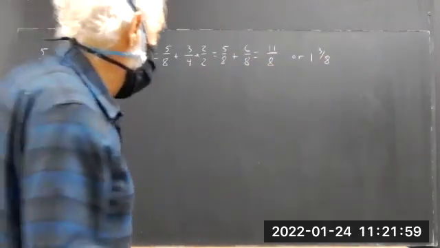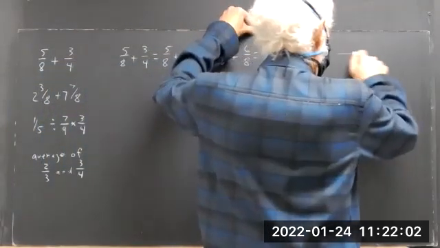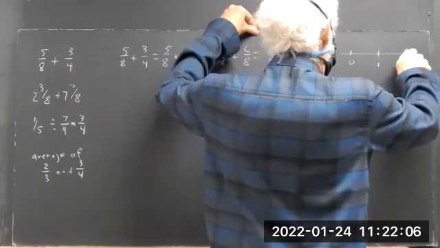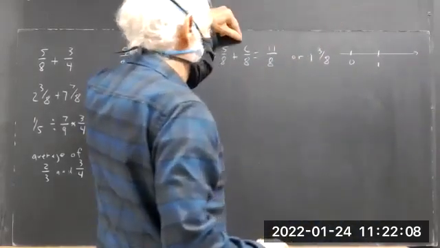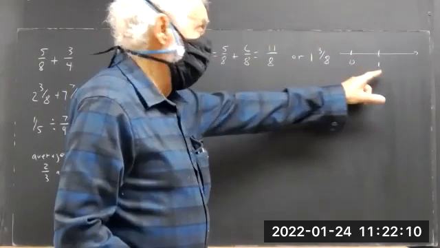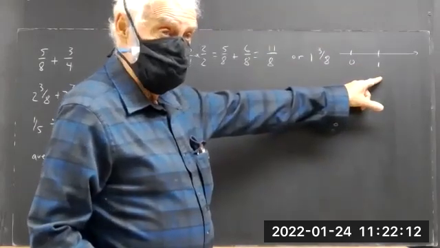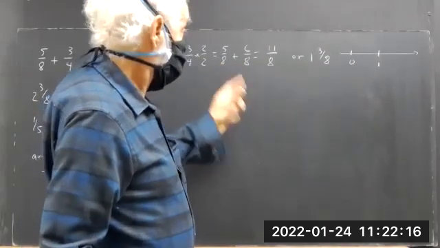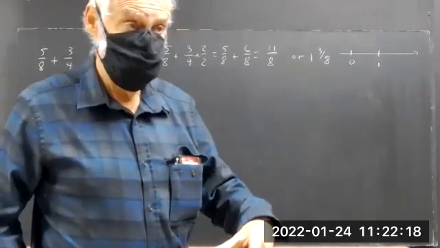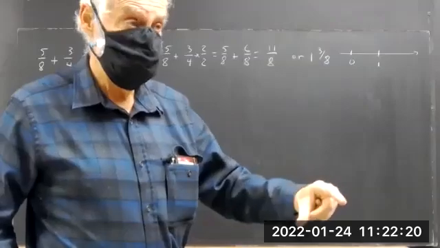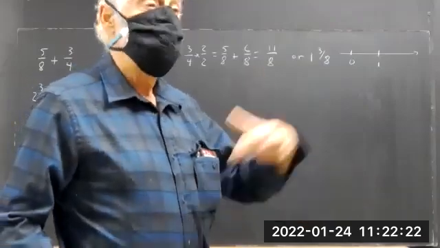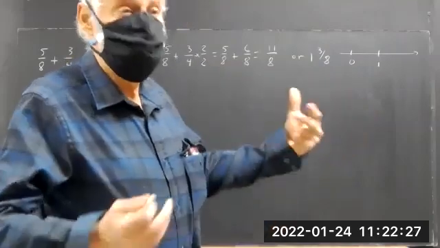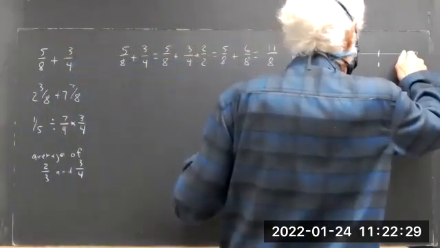Okay, just to demonstrate that, we've got a number line. Here's 0, here's 1. And both of these numbers are less than 1, right? But they're both bigger than a half, aren't they? So when you add them up, you're going to get something less than 2, but greater than 1. Because both of them greater than a half, it's going to be greater than 1. Both of them less than 1, it's got to be less than 2.